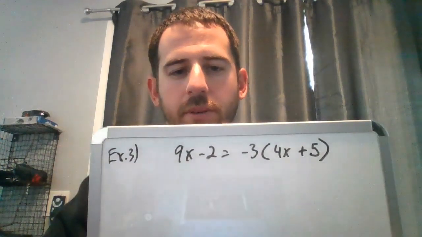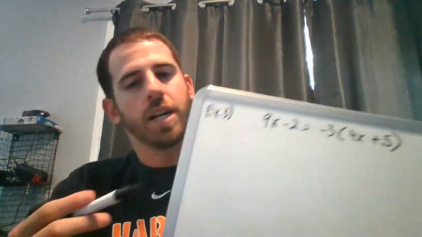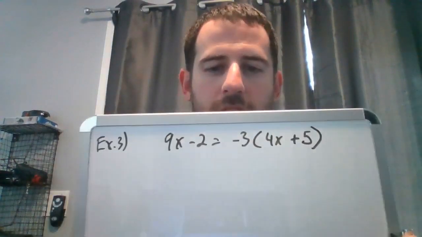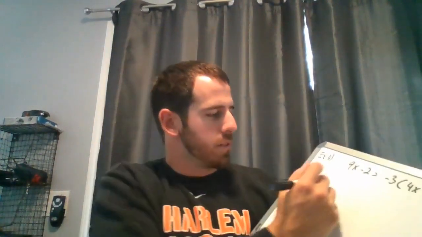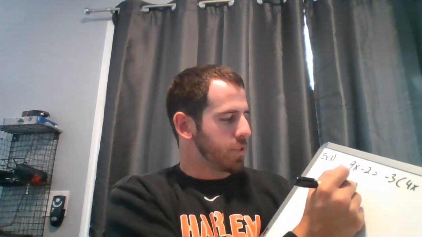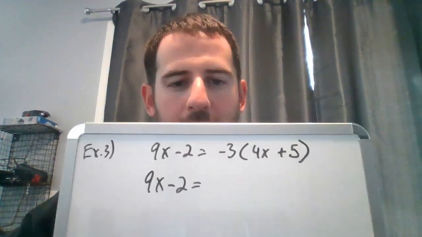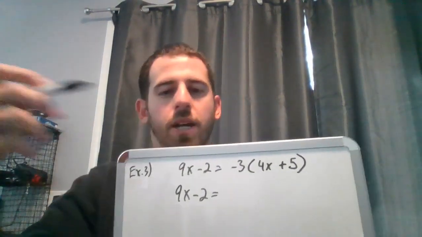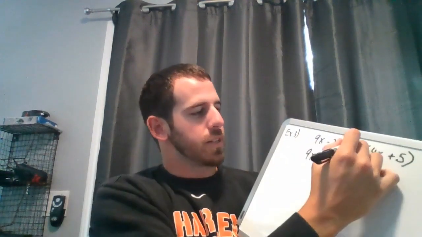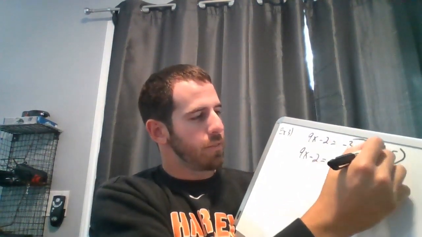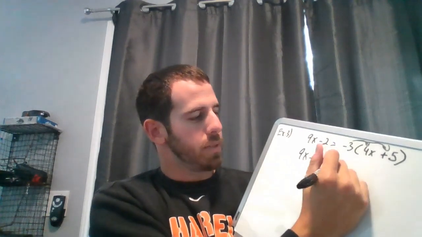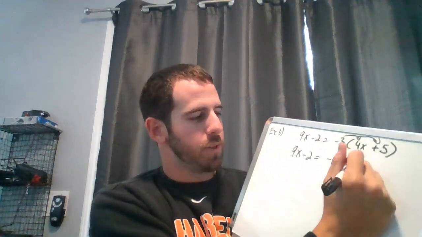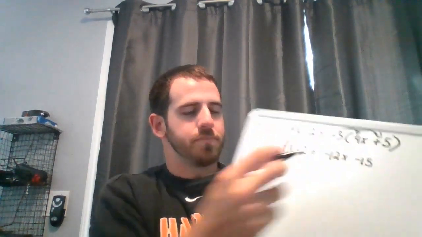So, example 3, here we go. You'll notice, left side, not much to do. Just rewrite it. Pause if you need to. All right, there you go. So, rewriting 9x minus 2. And on the right side, we need to get rid of the parentheses. So we distribute that negative 3. Distribute, again, means multiply whatever's on the outside to everything on the inside. So we're going to distribute negative 3 times 4x, which gives me negative 12x. And then negative 3 times the 5 gives me negative 15.